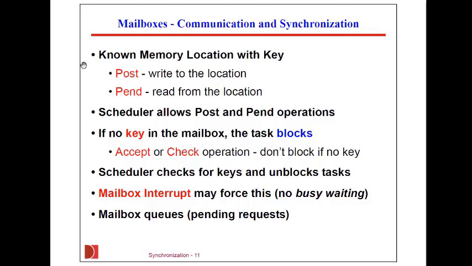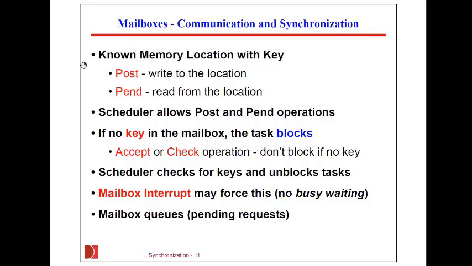Post writes to the mailbox location and pend reads from it. Again, we simply use a semaphore to guarantee that two tasks aren't trying to write to the same location. So it allows these post and pend operations. If there's no key in the mailbox, then the task is going to have to block. And so there's either an accept or a check operation to just see if the key is available. In other words, that's kind of like a flag on a mailbox.